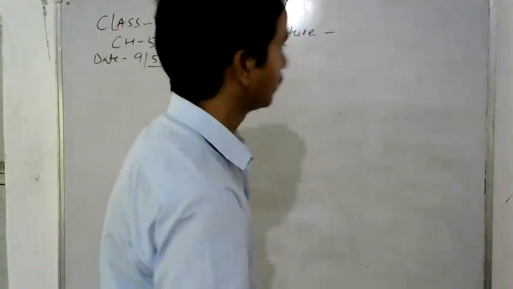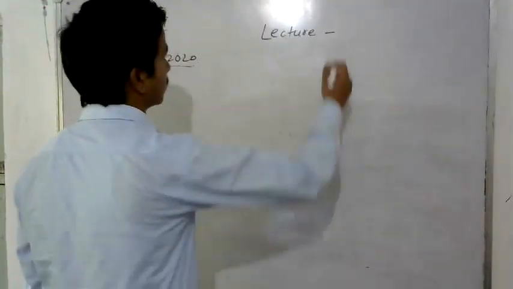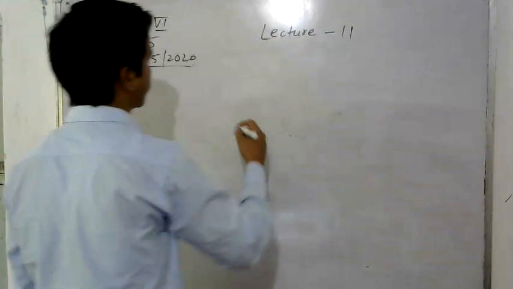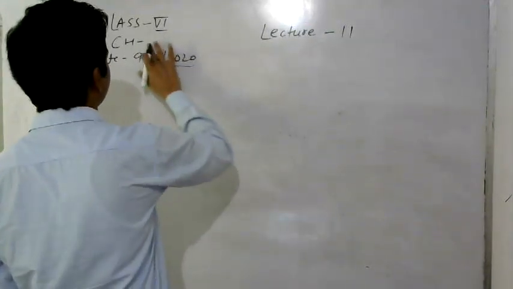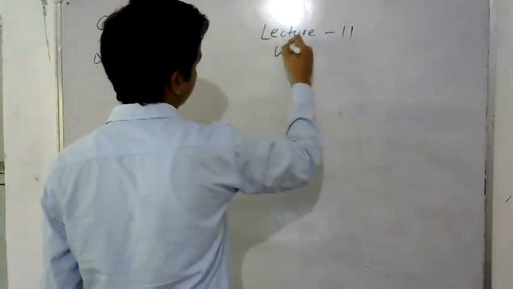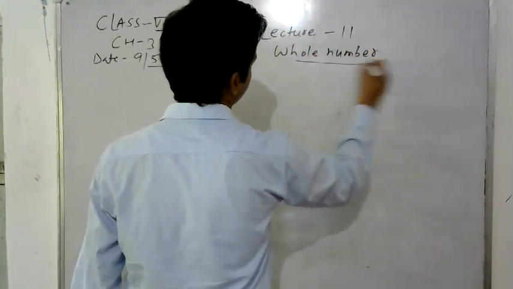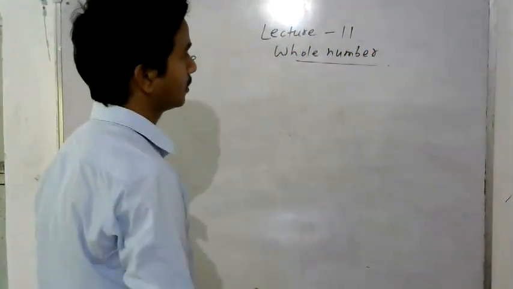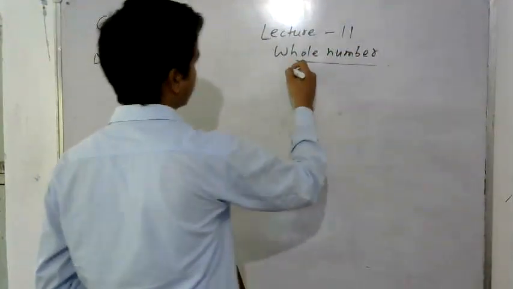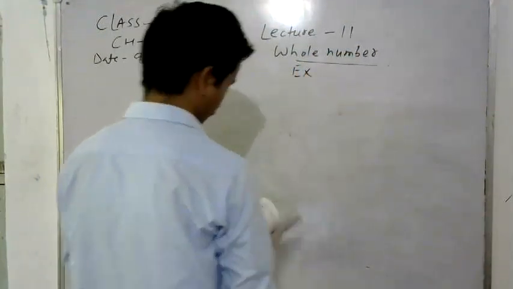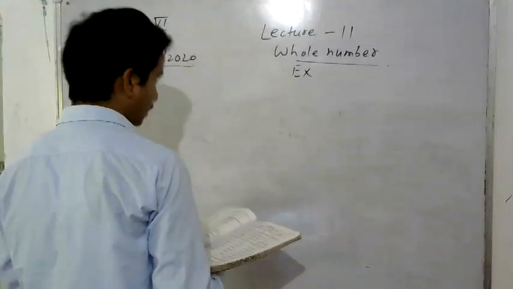So today we are going to discuss lecture number 11 of chapter 3, whole number. We were reading the division of the whole number. So today we are going to discuss some problems of exercise 3.